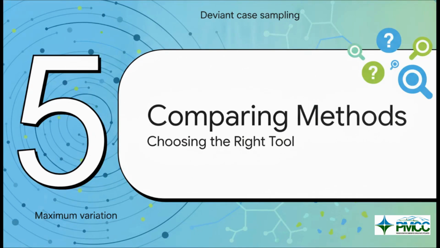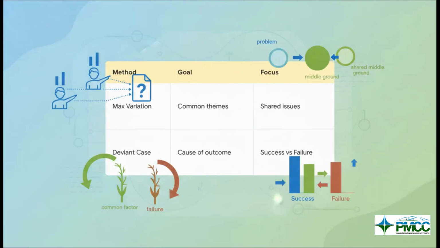So, Section 5, comparing the methods, choosing the right tool. Now, because these two sound so incredibly similar on the surface, this comparison is absolutely vital for your fieldwork. With maximum variation, your goal is to find common problems or themes across a wide variable range. You look at the extremes to find the shared middle ground, like the clinic patients with 1 session versus 50 sessions, both complaining about the exact same paperwork.